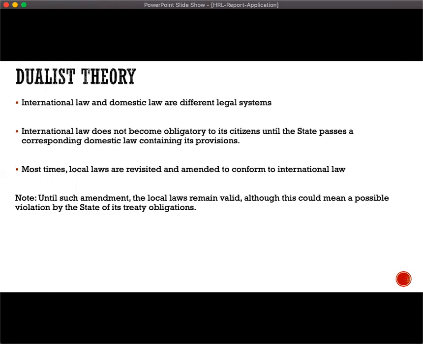Next, we have the dualist theory. Here, international law and domestic law are different legal systems. International law does not become obligatory to its citizens until the state passes a corresponding domestic law containing its provisions. Most of the time, local laws are revisited and amended to conform to international law. You have to note that until such amendment or ratification, the local law remains valid, although this could mean a possible violation by the state of its treaties and obligations.